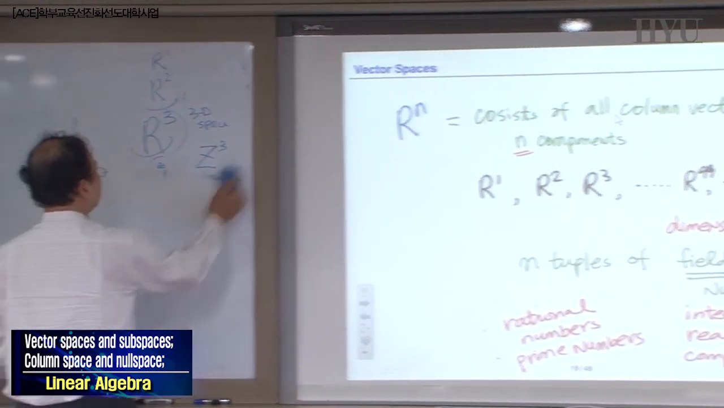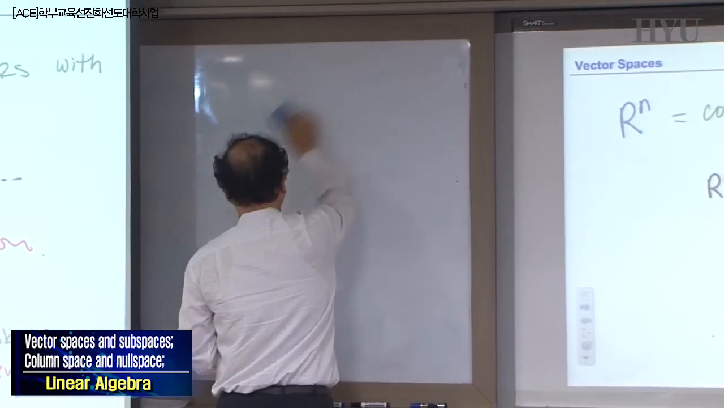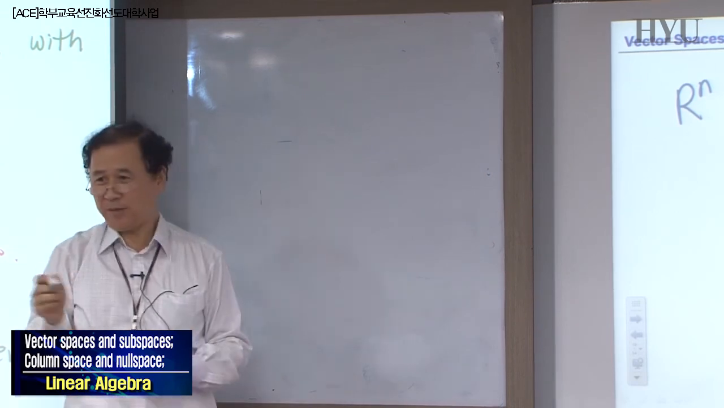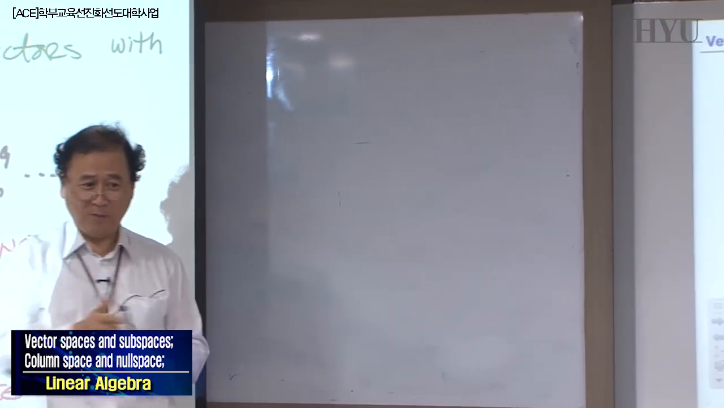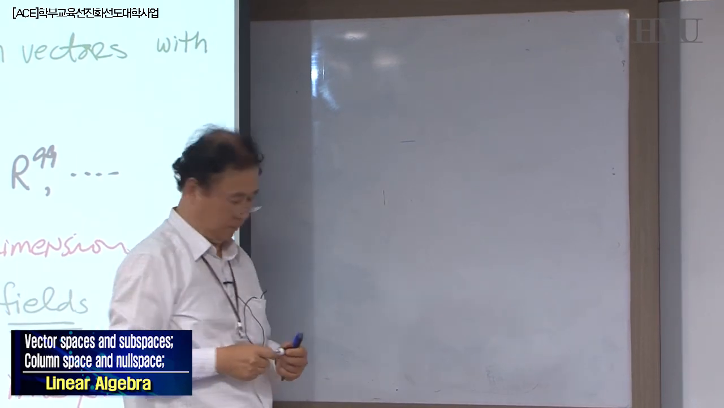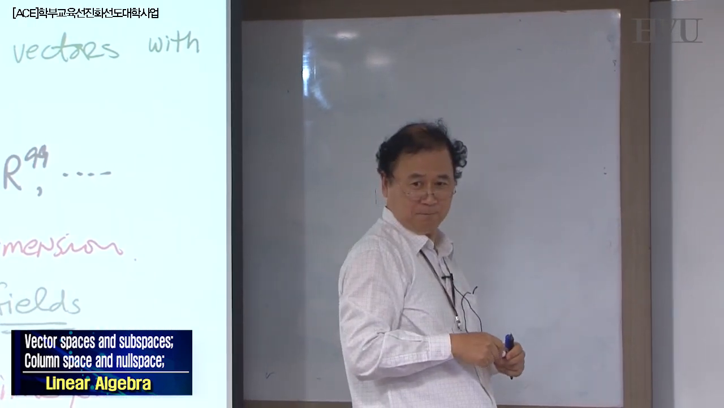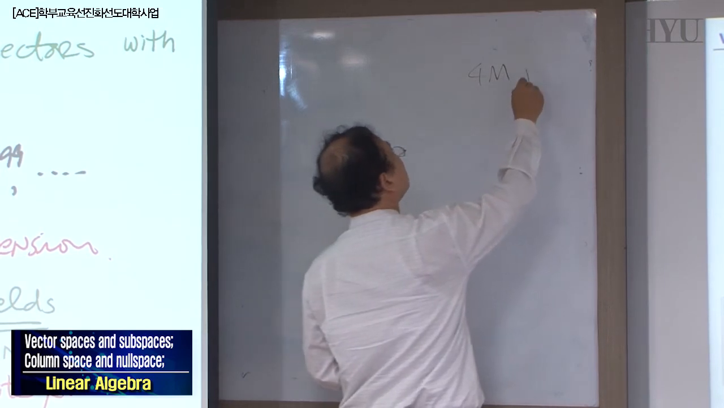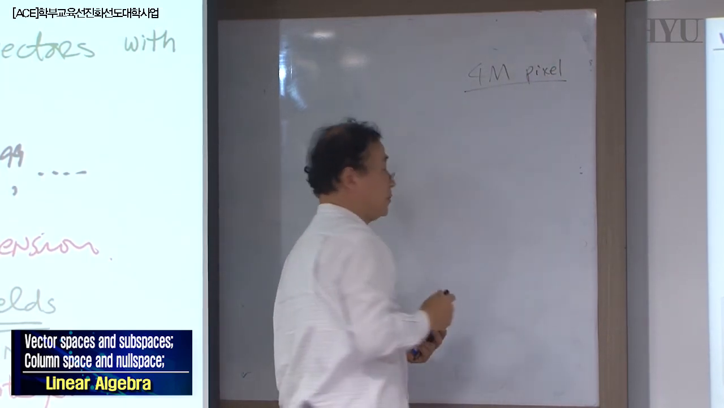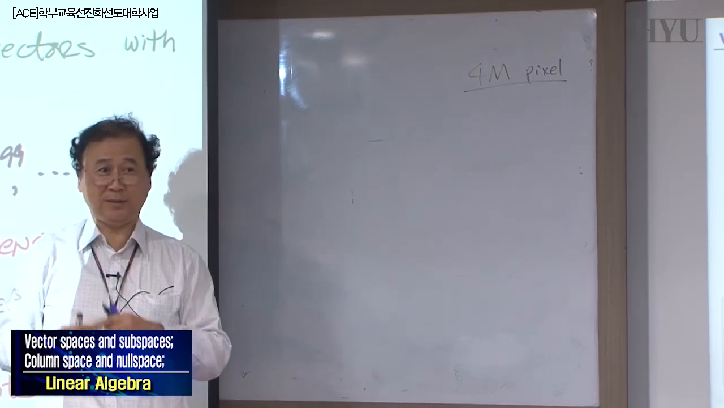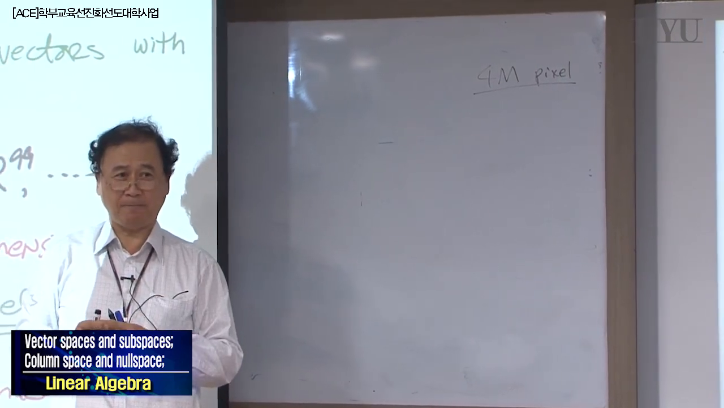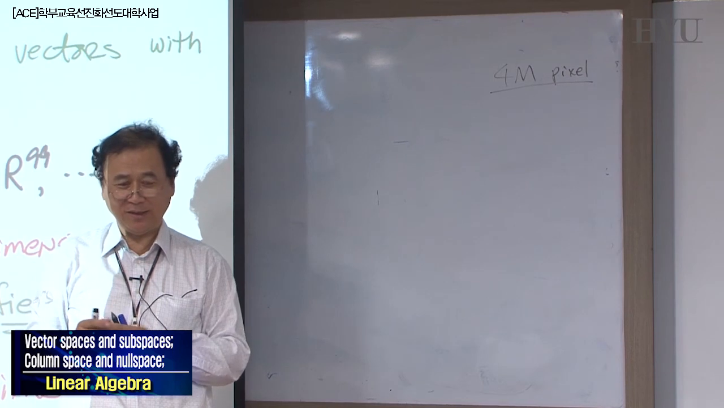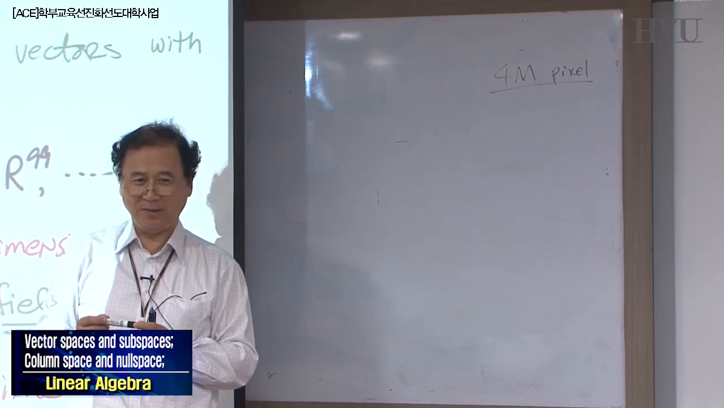Let's say, assume this. Everybody has a camera on your phone. So how many pixels do you have on your camera? 4 million, right? Let's say 4 million pixels. So how can you represent each pixel? Each pixel, do you have any idea? How many bits or whatever?